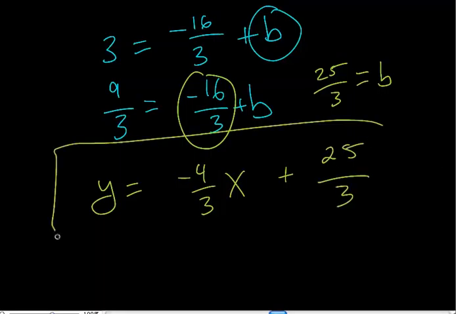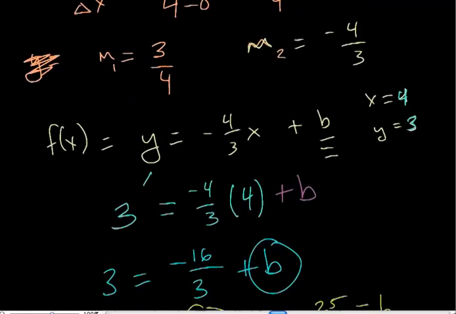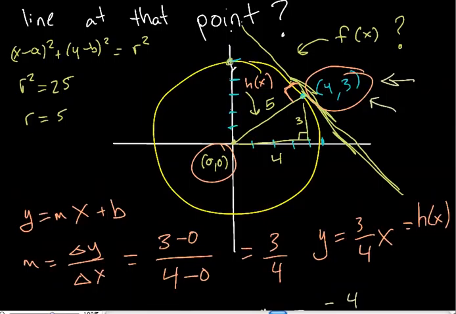Okay, that's the equation of the tangent line to the circle at that point, which means that this point right here is (0, 25/3). Okay, hope that makes sense.